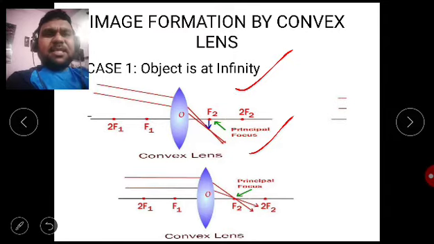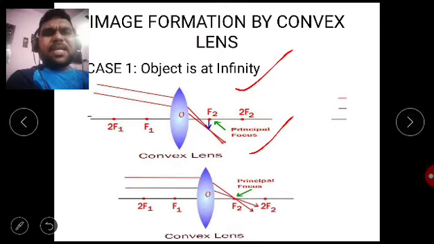In this case, image will be how much? Image will be highly diminished. Image will be real. Image will be inverted, and it will be formed on the other side of the lens. Other side means on the other side from where the object is kept.